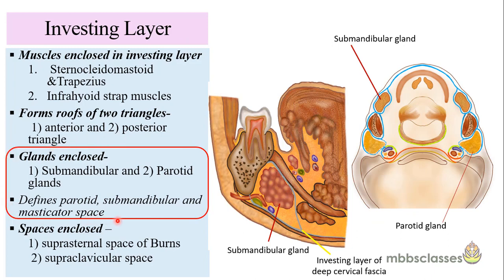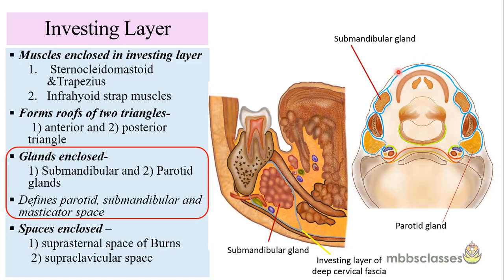The glands which are enclosed by the investing layer are the submandibular gland and the parotid gland. So it defines the different spaces like the parotid space, submandibular space and the masticator space. If you see here, this is a suprahyoid, an axial section of the neck above the level of the hyoid bone. This is the submandibular gland, this is the parotid gland, and this is the part of the mandible.